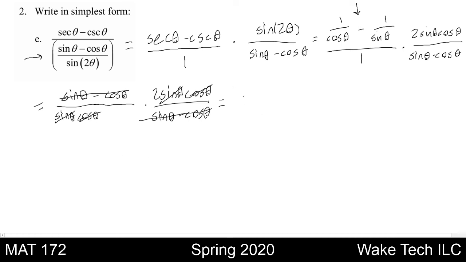Notice that all that's left is 2, which seems a bit strange. We're expecting 2 sine theta or something to that degree. But sometimes you can have a constant. What this means is that if I plug in any theta that doesn't give me a problem into this expression right here, I should get 2.